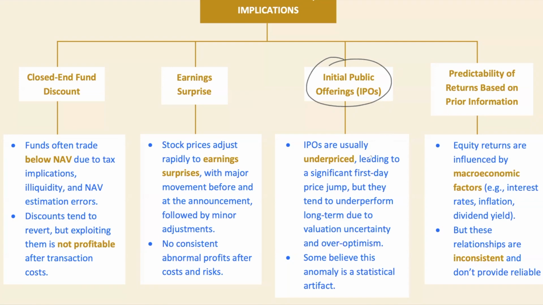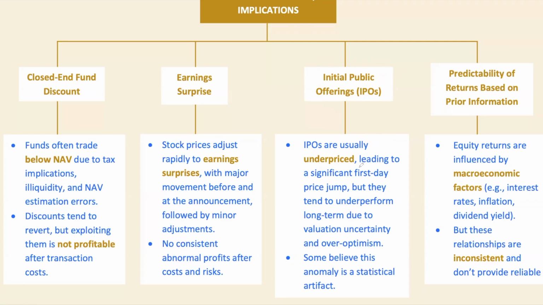Same deal with IPOs. On day one, prices often shoot up. That's called underpricing, and it's mostly due to risk and uncertainty. But long term, IPOs usually underperform. Investors get excited early, then reality sets in.